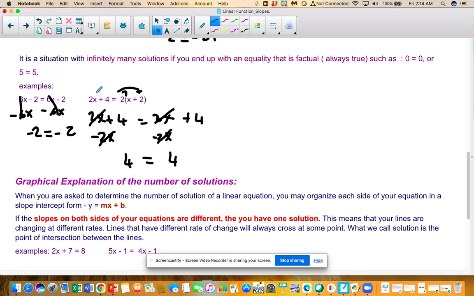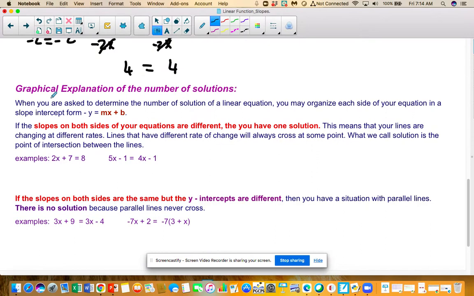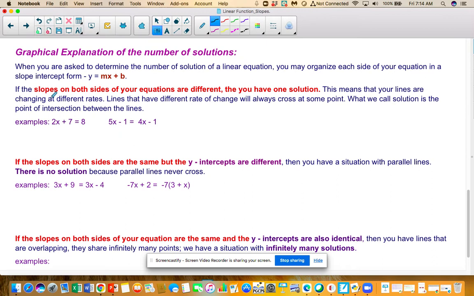But as I said before, you can actually recognize that situation when you have the same exact expression on the left and on the right side of your equal sign, right? If there's no difference between them at all, you already know that you have infinitely many solutions. Now, here is another take about how to identify a linear equation with one solution, no solution, or infinitely many solutions. I call this the graphical approach of that concept.